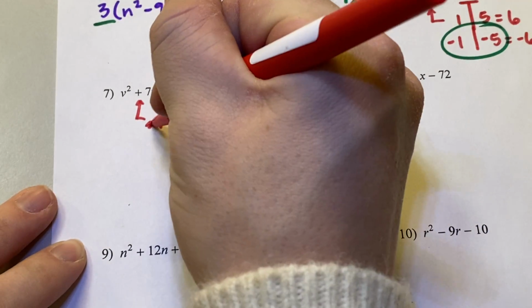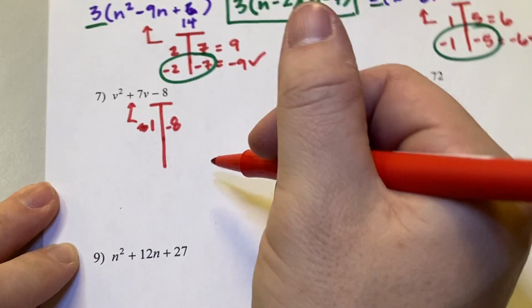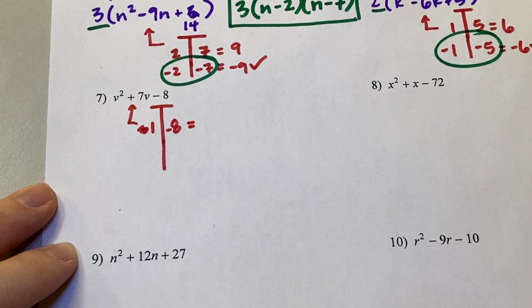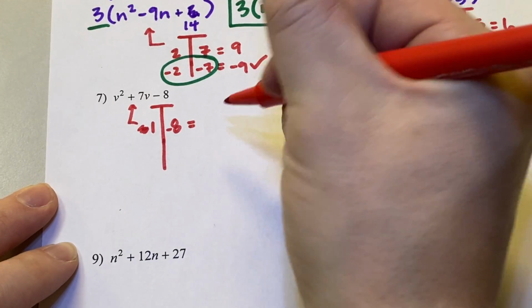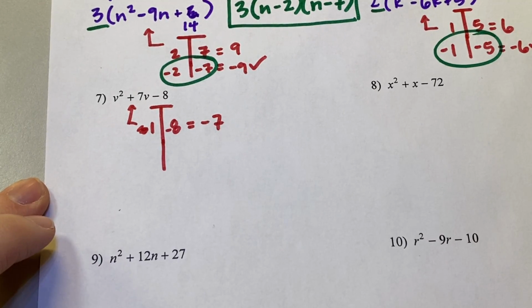In fact, let's say that we had gone with that guy first. Let's say it was a +1 that we chose and a -8. Okay, well, now we add them together. What is 1 minus 8? -7. Ooh, are we looking for -7? No. We're looking for +7.